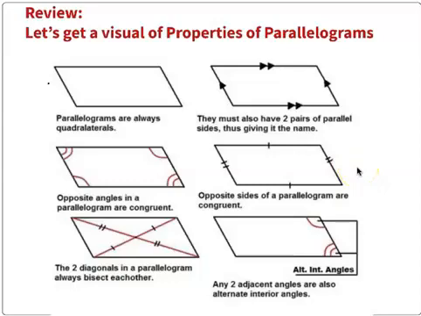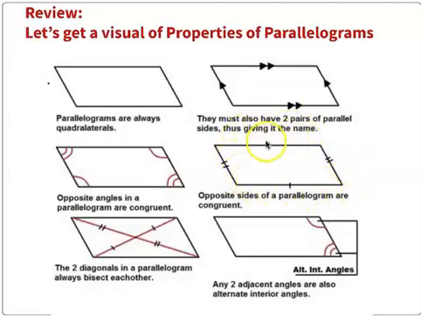Some properties of parallelograms. I did want to review what are all the properties of parallelograms that we've learned about. So first of all, parallelograms are always quadrilaterals. They're going to have 4 sides. Parallelograms are always going to have 2 sets of parallel sides. Again, pay attention to the notation. Arrows on the sides mean that the sides are parallel.